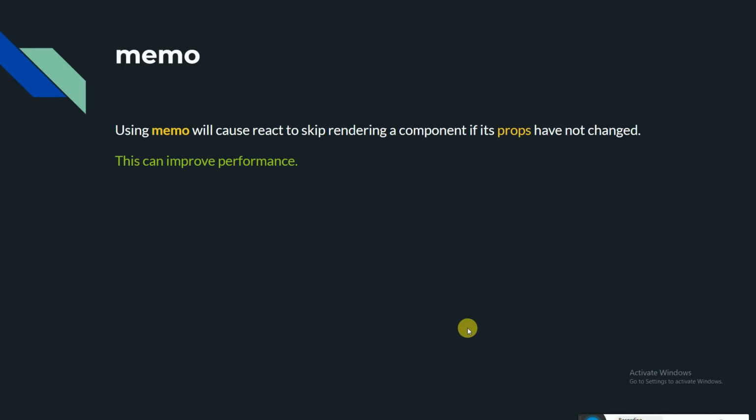So let's see the theoretical part first. Using Memo will cause React to skip rendering a component if its props have not changed, and this can improve performance. So what it is saying: using Memo will cause React to skip rendering a component if its props have not changed. And this can improve performance.